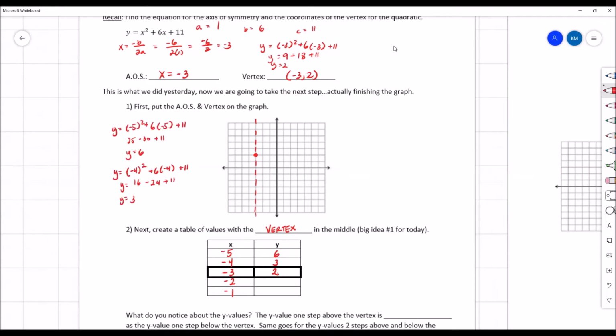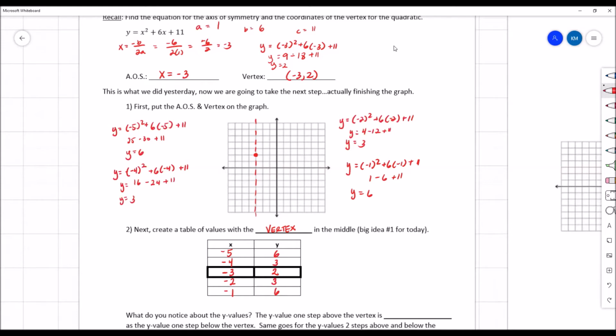Okay, do the same thing over here. x equals negative 2. So plug in negative 2 squared plus 6 times negative 2 plus 11. So that's 4 minus 12 plus 11, that's 3. And then we do the same thing with negative 1. y equals negative 1 squared plus 6 times negative 1 plus 11. So that's 1 minus 6 plus 11, and that gives us 6. Okay, so there we found our values for our table. We can plug it in.